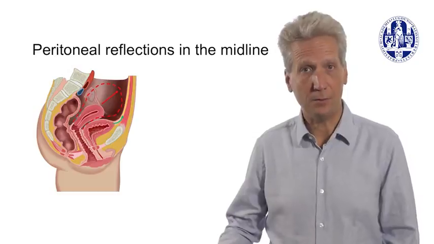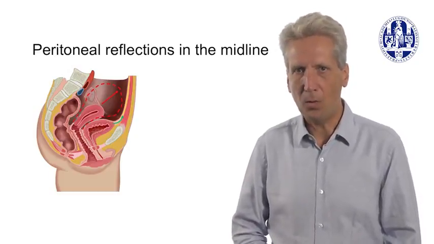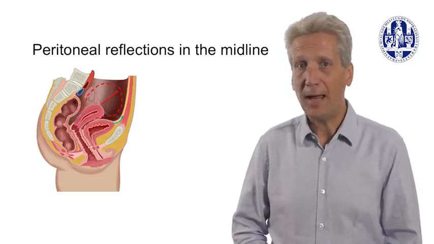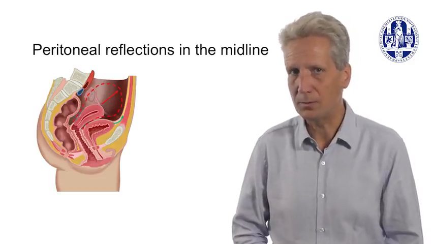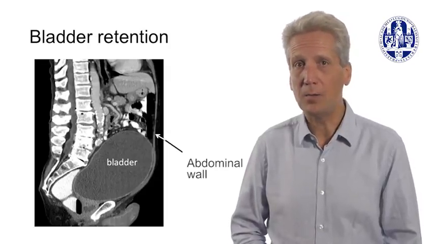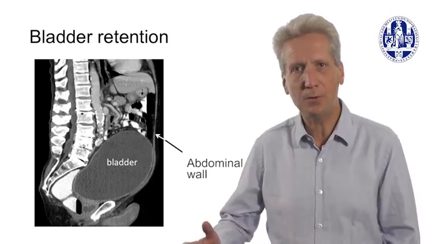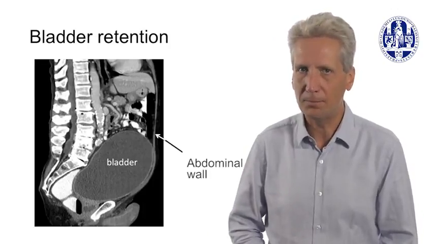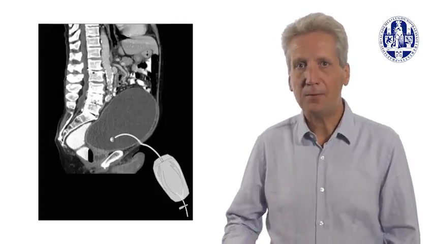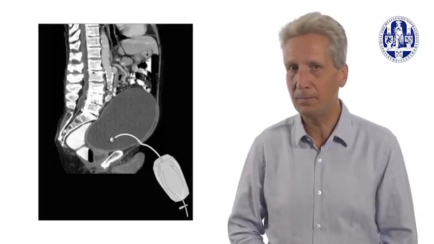In case of a caesarean delivery or a hysterectomy, both the abdominal wall and the peritoneal cavity have to be opened to reach the uterus. In case of a distension of the bladder, which can occur with long-standing urine retention, the bladder stretches between the abdominal wall and the peritoneum. The bladder can be emptied by placement of a catheter through the abdominal wall into the bladder.